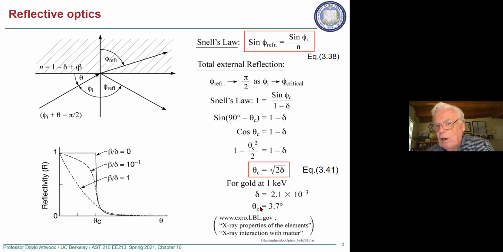And so if you go to harder X-rays, this number will drop very rapidly. Remember, it goes as more than lambda squared. So if you went to 10 kilovolts, this is going to get a lot smaller. The angle is going to get smaller. On the other hand, if you go to an EUV wavelength, delta depends, but delta could be bigger and the angle could be bigger.